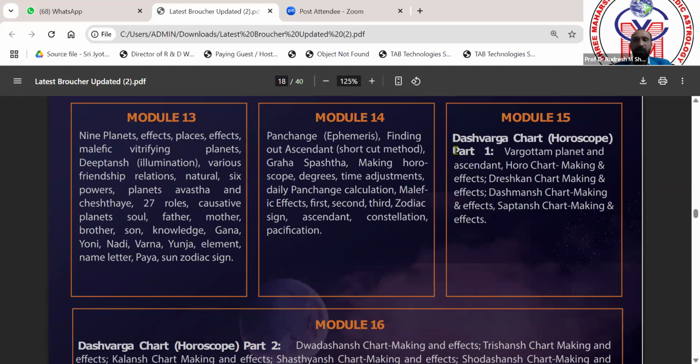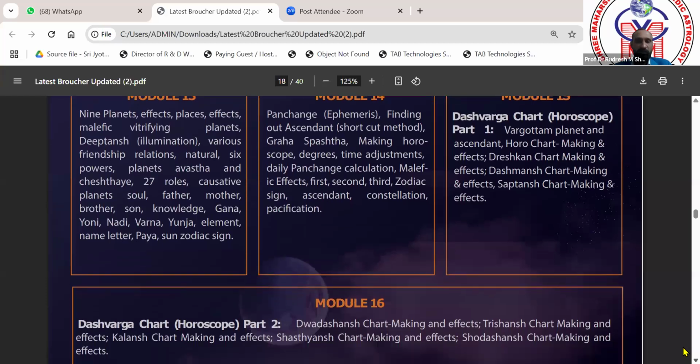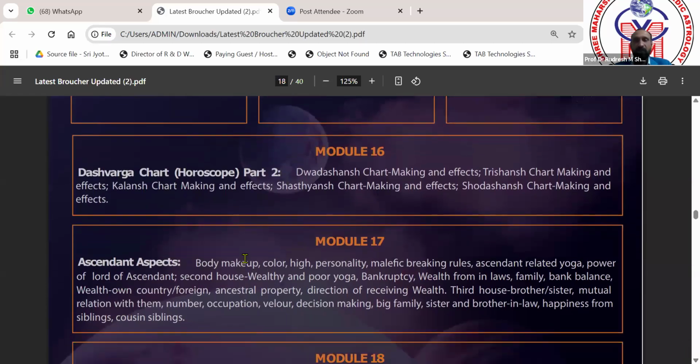And your module 15 is totally on the divisional charts, where you will be able to understand what a Vargottama planet is, and the Hora chart, the Dreshkana, the Dashamsha, Saptamsha, and other things. So you will be able to understand how to generate the chart based on this particular module for the divisional charts. And divisional charts are extended to module 16, where you will learn to generate the Dwadashamsha chart and its effects, the Trishamsha chart, the Shashtyamsha chart and the Shodamsha chart.